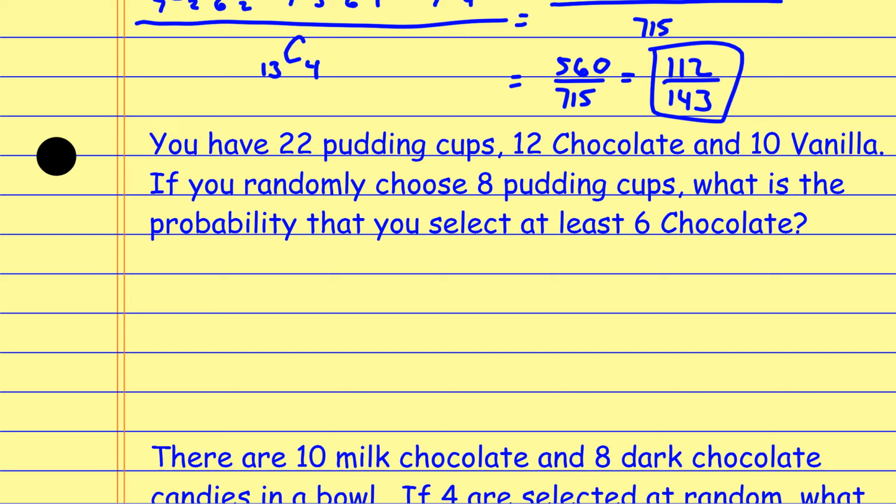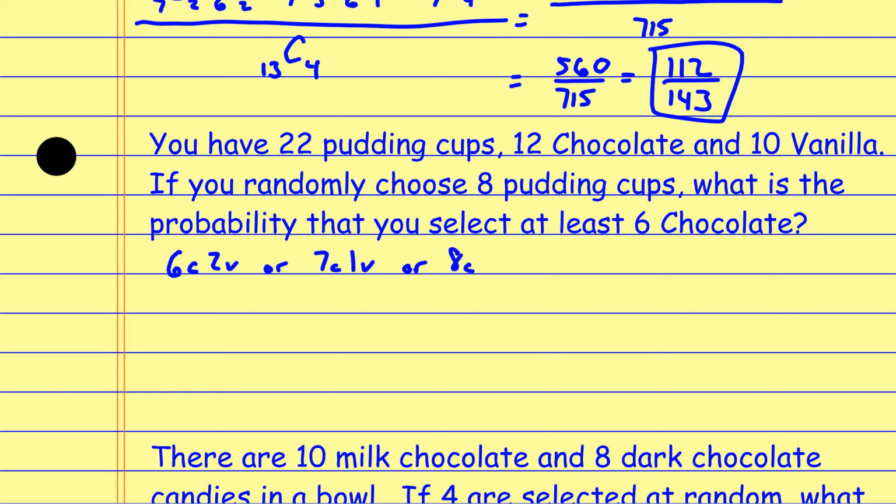So if I'm choosing these, again, I have to set up a combination for each, so at least 6 chocolates. Let's write out the situation. So I could have 6 chocolates and 2 vanilla, or I could have 7 chocolates and 1 vanilla, or I could have 8 chocolates without any vanilla. All right? And so this is the situation. If I want at least 6 chocolates, this is what I could have.